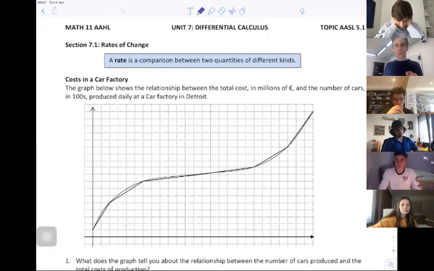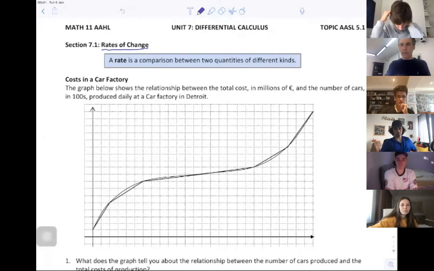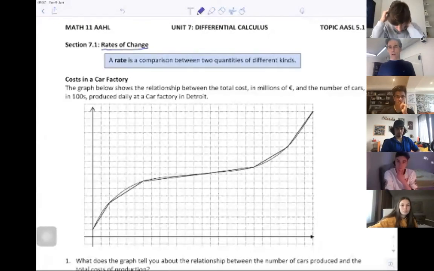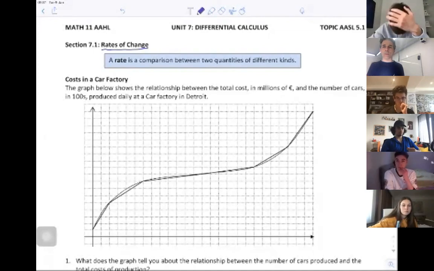Calculus is really about rates of change, right? That's why there's this note called rates of change. Basically, a rate is a comparison between two quantities of different kinds, okay? The rate that's been out there a lot is the number of coronavirus cases per million people in the population. So the number of people diagnosed positive divided by the total population, okay?